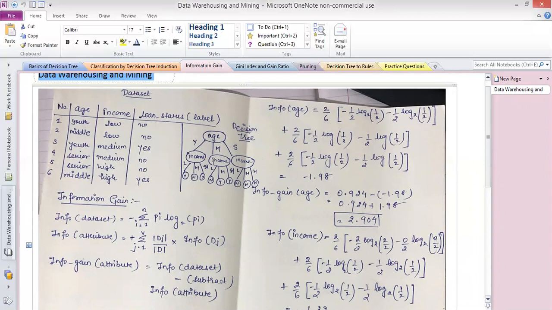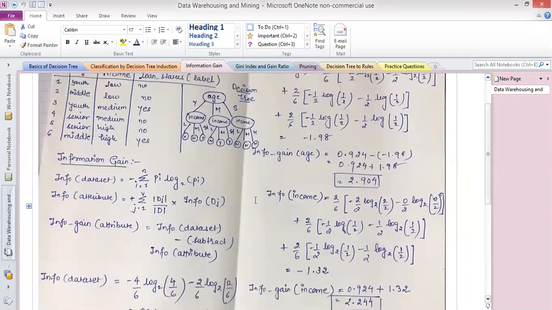All right. On the right hand side, you see this decision tree wherein I've marked age first, youth, middle, senior, then comes income. For youth, you're questioning the income: low, medium, and high. For middle age, low, medium, and high. For senior, low, medium, and high. How did you build this decision tree is what we're going to see now.